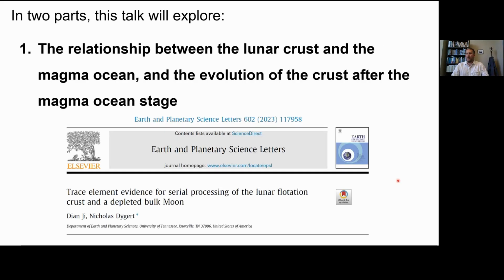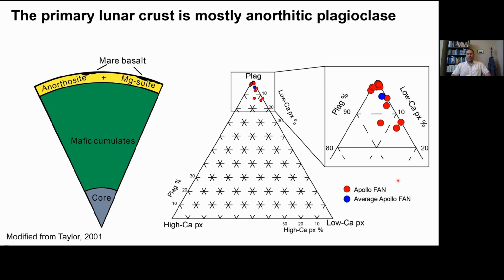Okay, and so the first part of this talk is a summary of results that were published in a recent paper that came out in EPSL. And the first author is Dion G, who's now a PhD student at Rice. I encourage you to check out that article if you'd like to read more about these models. Okay, so just briefly, this figure summarizes the mineralogy of primary lunar crust.